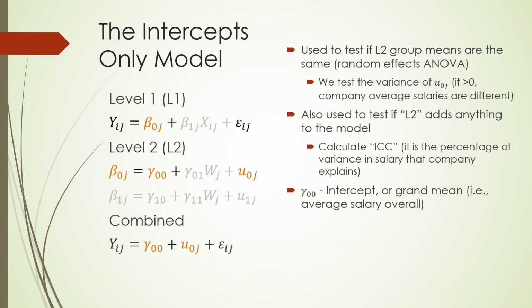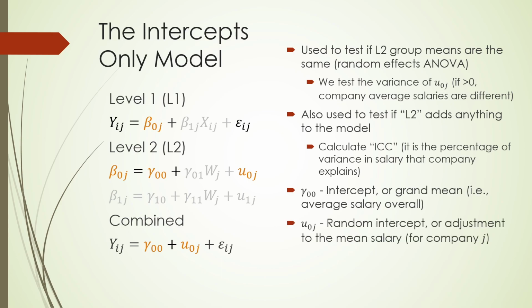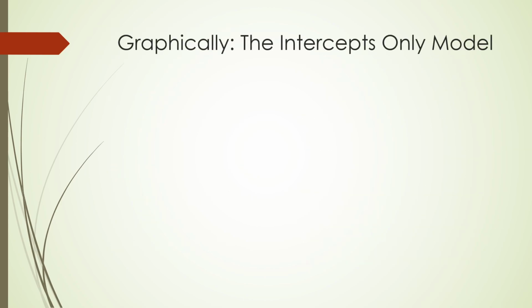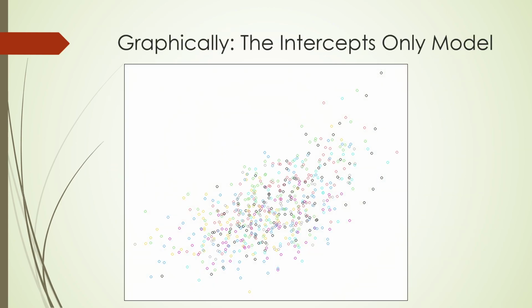Gamma sub 0,0 is the intercept, as we've talked about before, the grand mean or average salary overall, with U sub 0j representing the random intercept or the adjustment to the base salary for company j. As always, epsilon sub ij represents the error or unexplained variability in salary at the individual level. So let's see what this actually looks like if we do it.